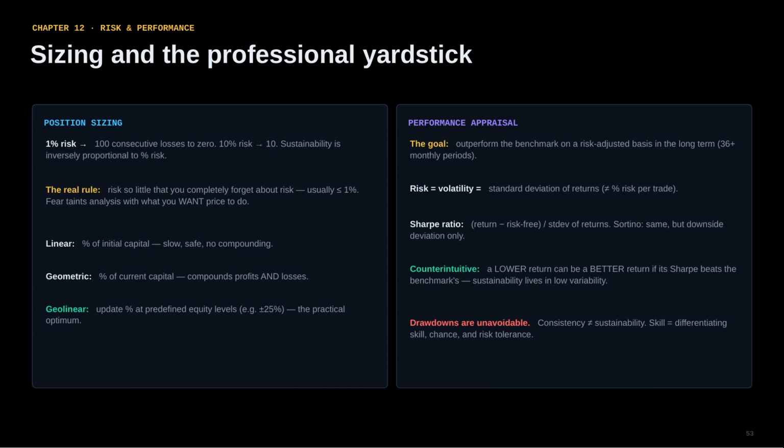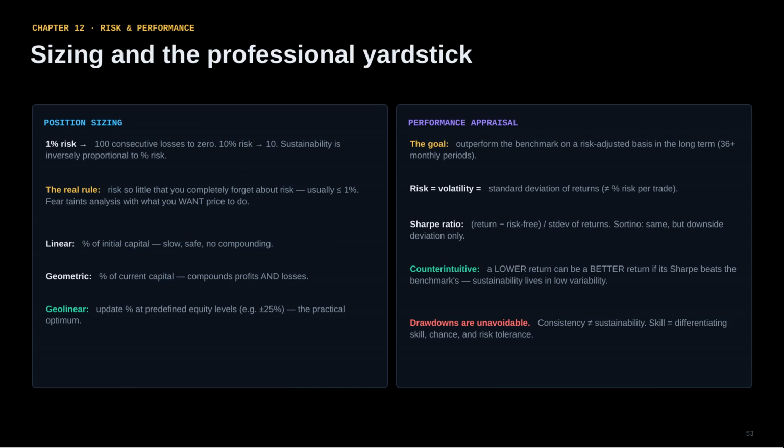3 sizing models. Linear risks a share of initial capital. Safe, no compounding. Geometric risks a share of current capital, compounds profits and losses. Geolinear updates the percentage at predefined equity levels, and is the practical optimum.